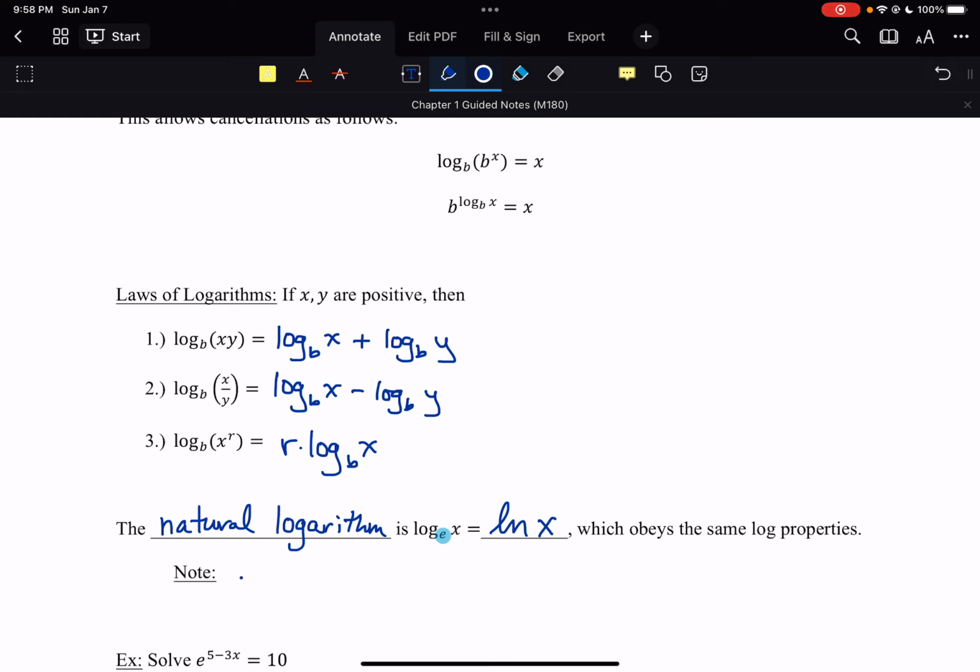So a thing to note here, if we take ln of e, that's the same thing as log base e of e to the first. So these two would undo each other, and we would be left with just 1.